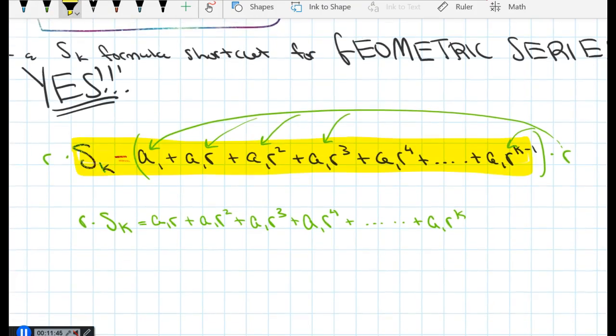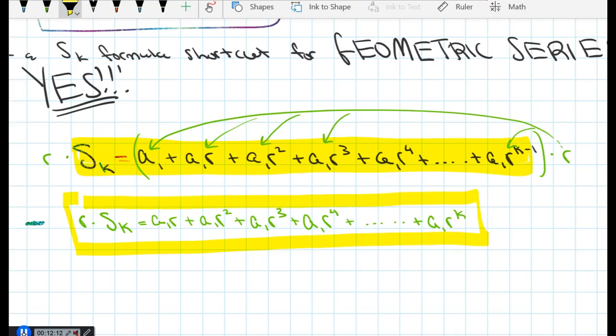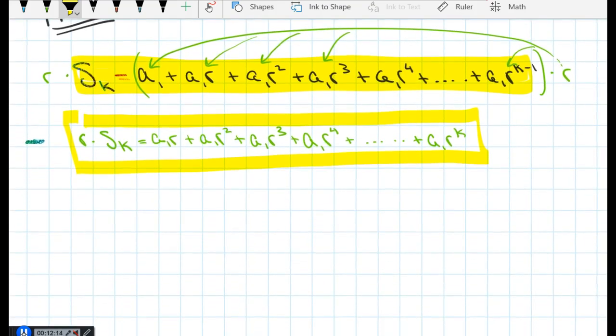And now what I'm going to do is this. I have my original equation that's in yellow. That was the original one. I have this green equation that was the result of taking my original equation and multiplying everything times r. What I'm going to do is take the yellow equation, and then I'm going to subtract this entire equation. Okay? Right?